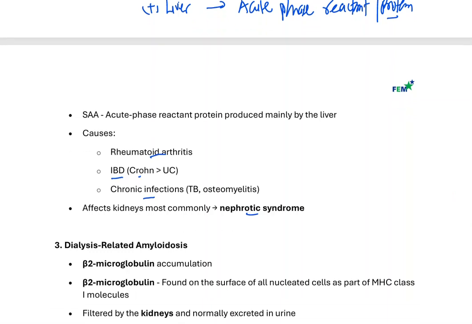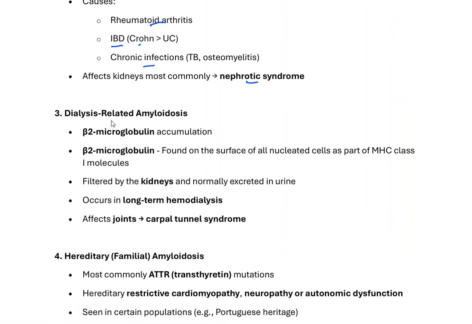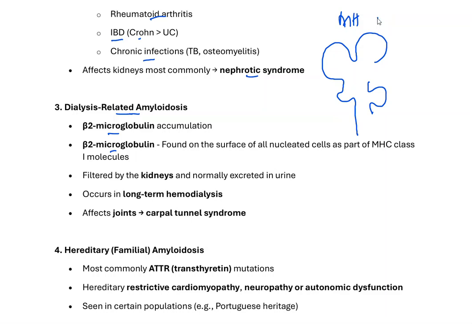And the next one there is dialysis-related amyloidosis. So in dialysis-related amyloidosis, this is due to accumulation of beta-2 microglobulin. So where's beta-2 microglobulin coming from? If you remember the shape of the MHC class 1, right? So when you look at the shape of the MHC class 1, right? Part of that shape is what? Is the beta-2 microglobulin.